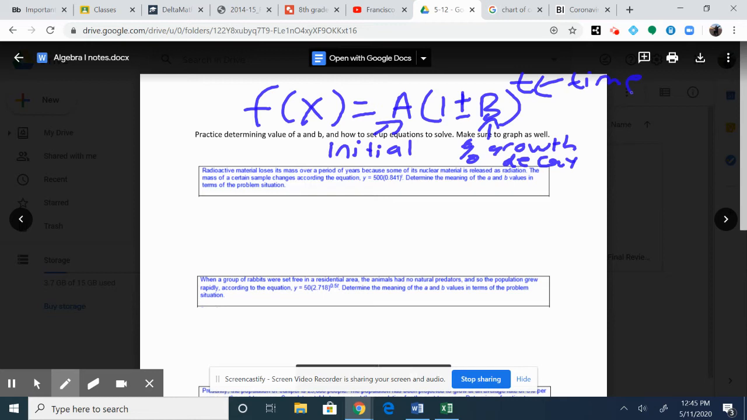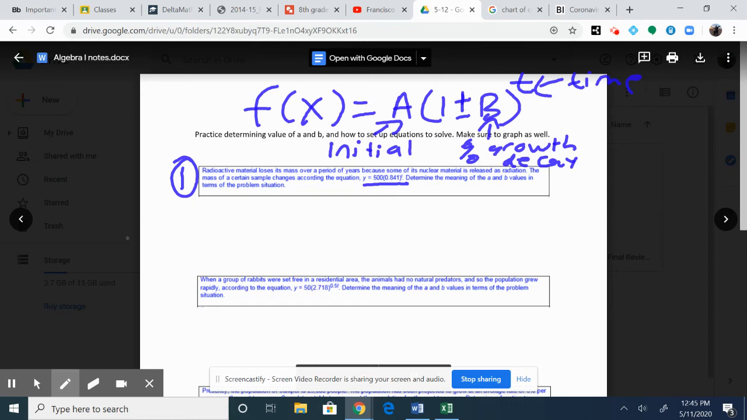Let's go ahead and look at this very first one, where it says, radioactive material loses its mass over a period of years because some of its nuclear material is released as radiation. The mass of a certain sample changes according to the equation y equals 500 times (0.841) to the power of t. It tells us that we want to determine the meaning of the a and b values in terms of the problem situation.